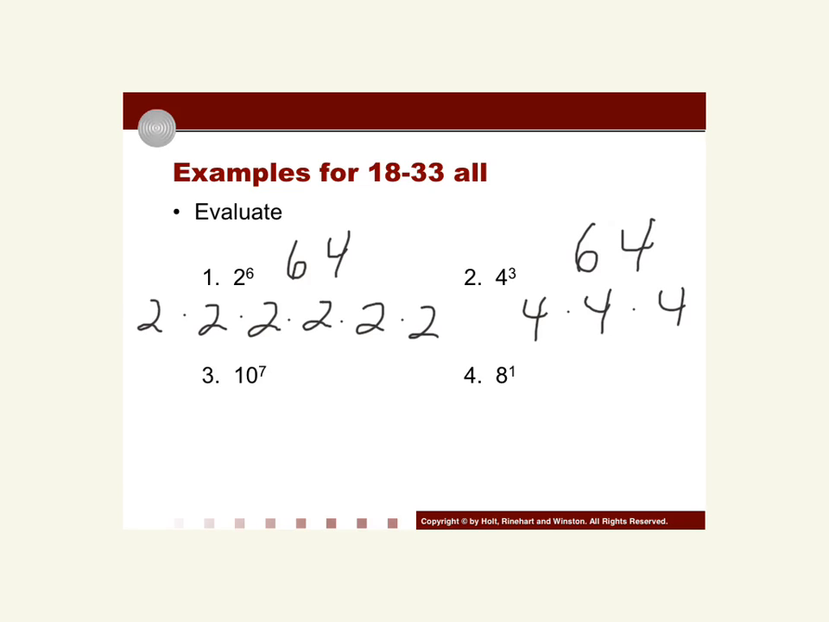10 to the seventh, well, to take 10 and raise it to a power, you just add that many zeros. So I put the 1 down, then I'm going to add 1, 2, 3, 4, 5, 6, 7 zeros. Put in my commas, and so that would be 10 million. And then 8 to the first power is simply 8.